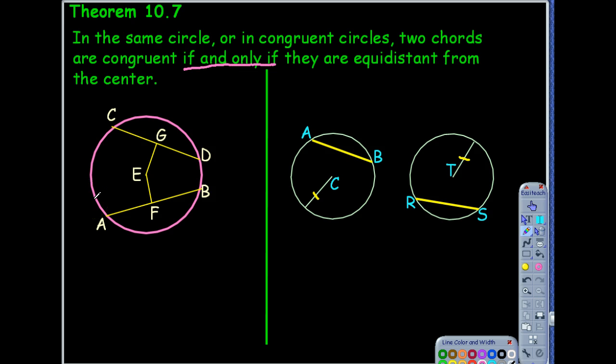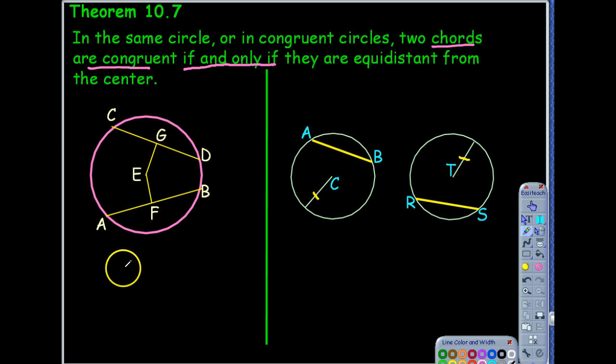All right, so this is one where you're talking about one circle, or congruent circles. Why are these circles congruent? Because they have the same radius. So this will work in either scenario. Notice the last two theorems only worked in one circle, so that's one thing to keep in mind. It says two chords are congruent if and only if they're equidistant from the center. So two chords are congruent.